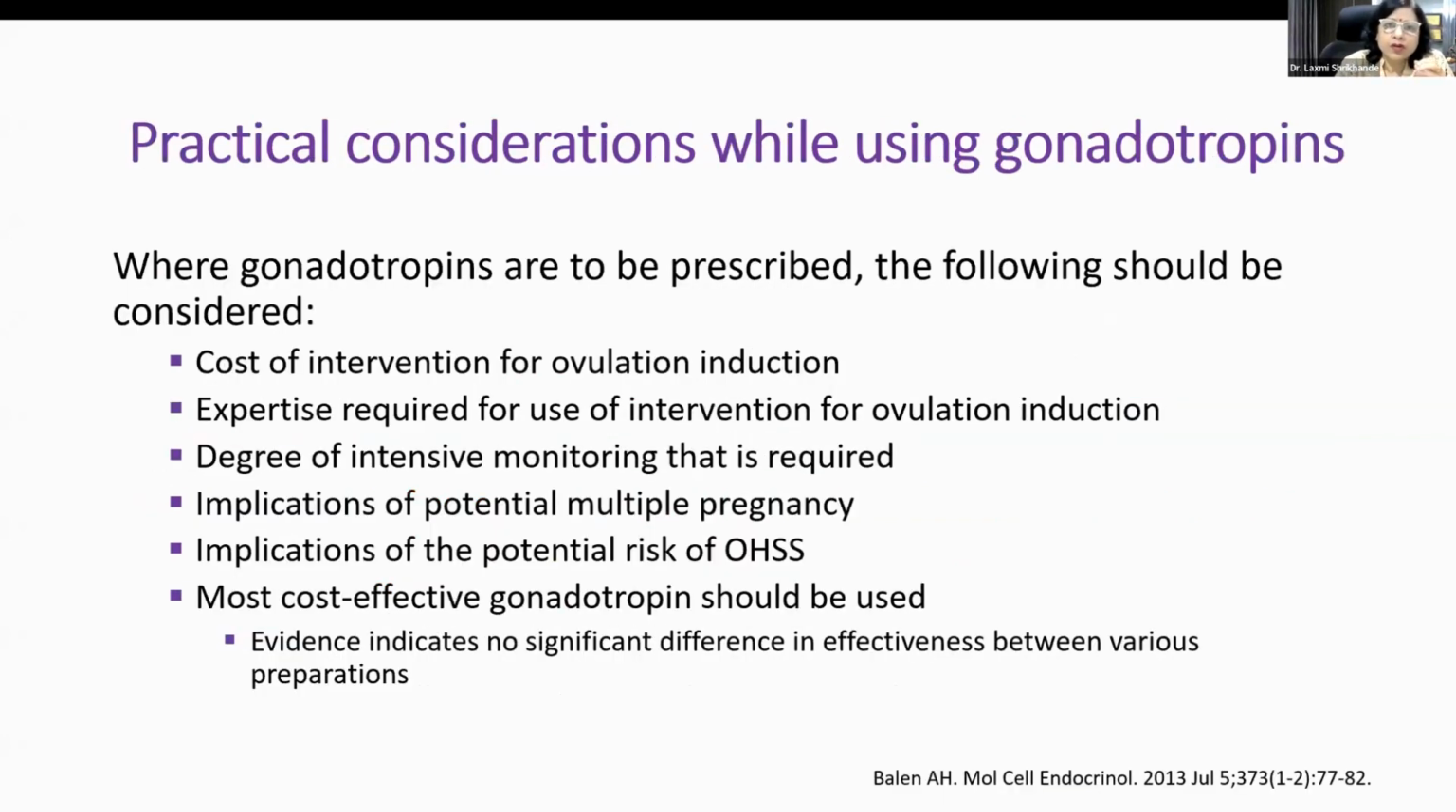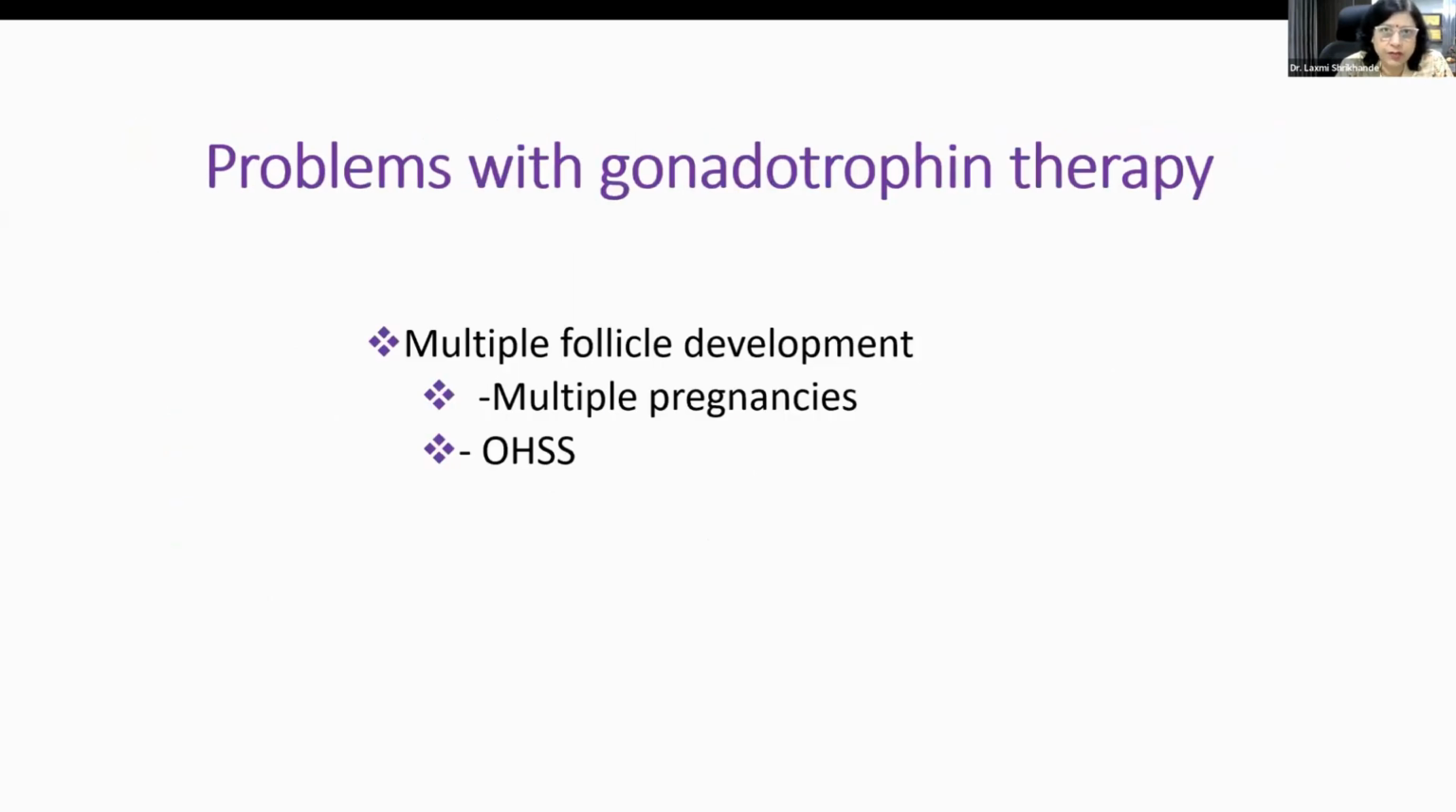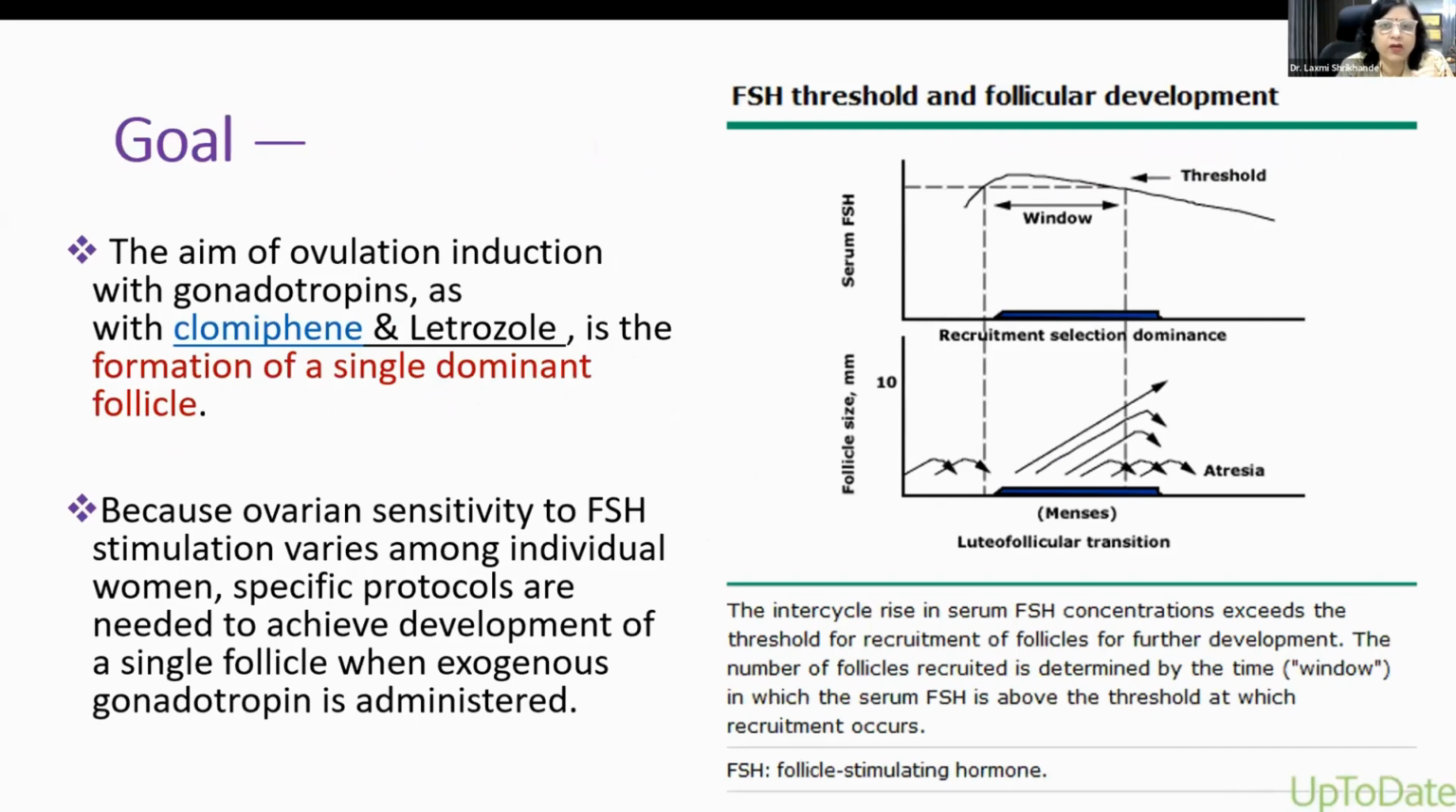When you are using gonadotropins, you have to remember certain practical points. First and foremost is the cost of the intervention, the expertise required for your gonadotropin stimulation, the intensive monitoring which is required, implications for potential multiple pregnancy, the risk of OHSS. And remember, the most cost-effective gonadotropin should be used because these are the two major problems, so you should be very well aware of it.